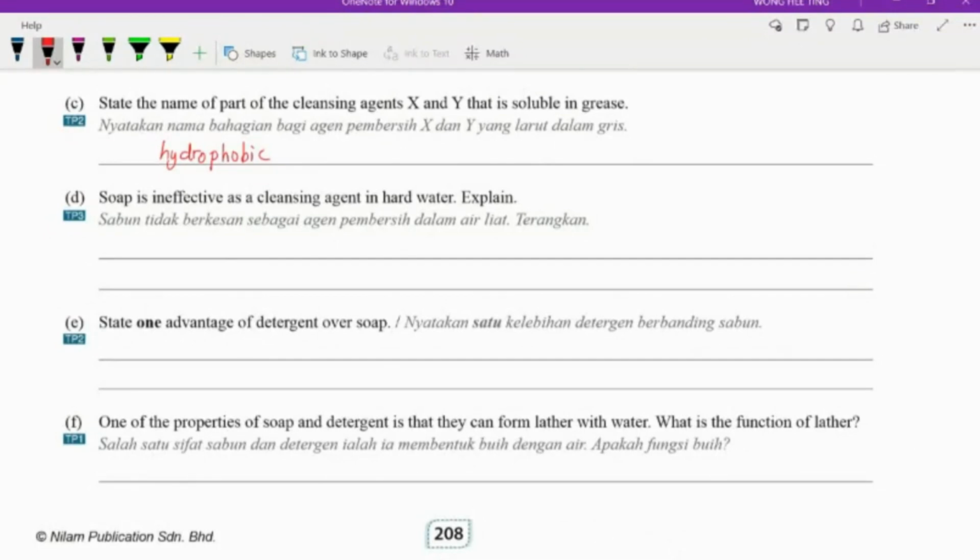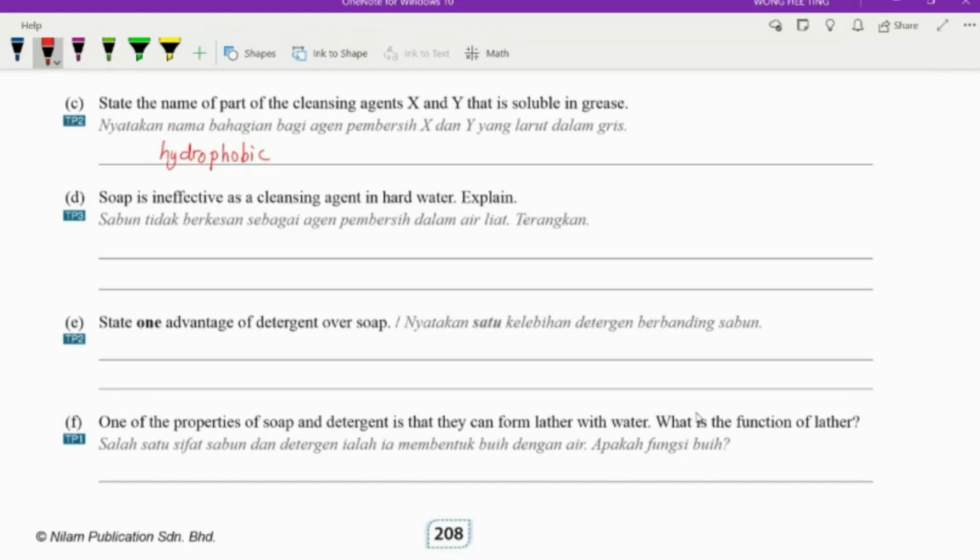So detergent is effective because it does not form scum when it reacts with calcium and magnesium ions in the hot water, right? So it is effective in hot water. Okay, but your idea is correct. "Can be used" is very general. So in the exam, you write in more detail, for example: it has a higher solubility than water in the hot water.